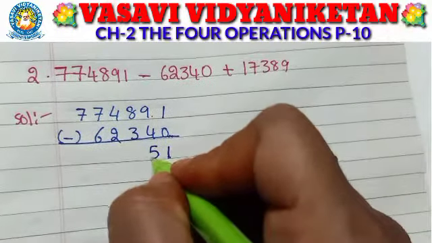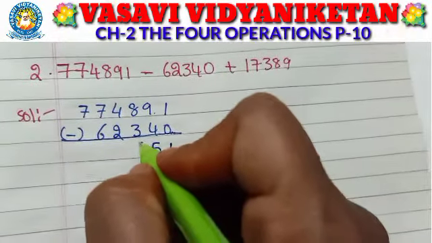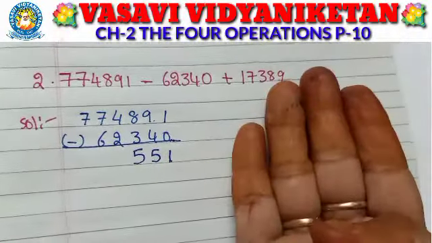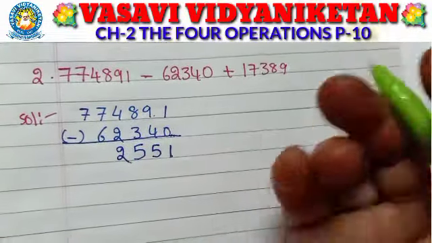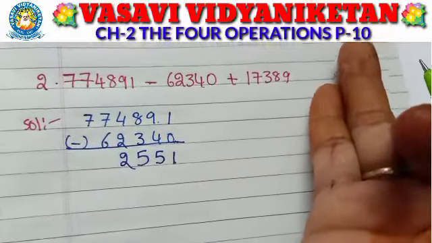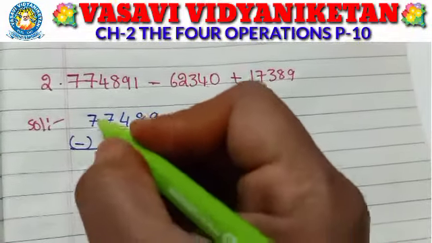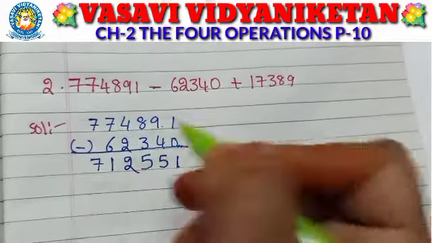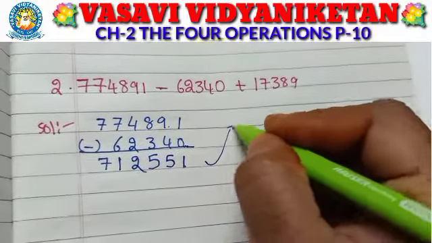Take 8 fingers, 3 close. Again, 5 only. Take 4 fingers, 2 close. Remaining, 2. Take 7 fingers, 6 close. Remaining, 1. 7 as it is you have to write. Okay. So, for this number you have to add this one. See, what is the answer?